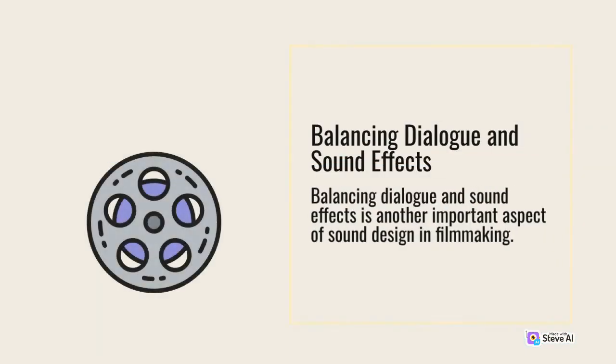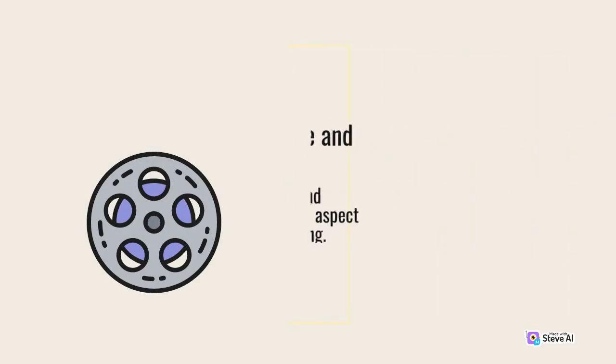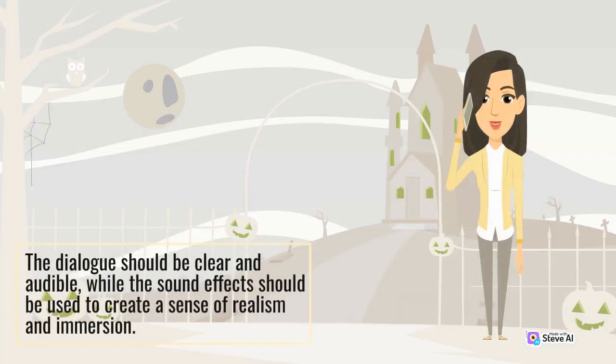Balancing dialogue and sound effects is another important aspect of sound design in filmmaking. The dialogue should be clear and audible, while the sound effects should be used to create a sense of realism and immersion.